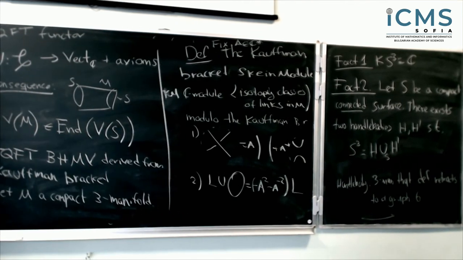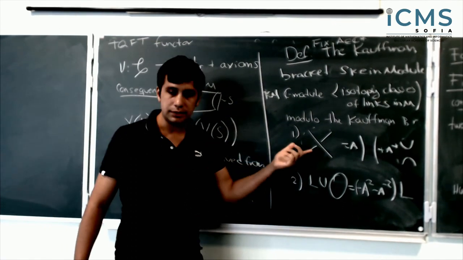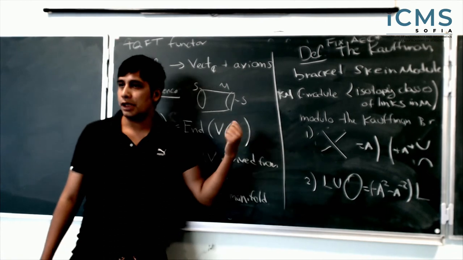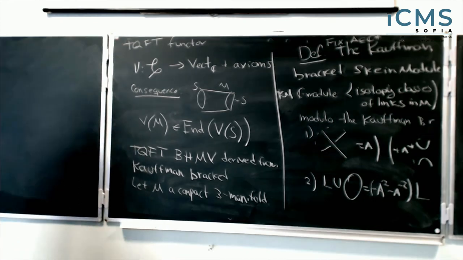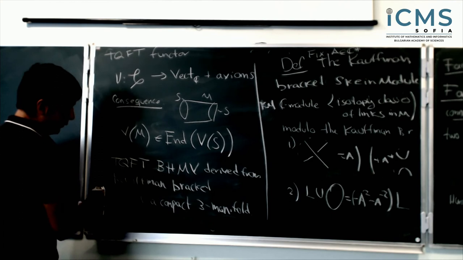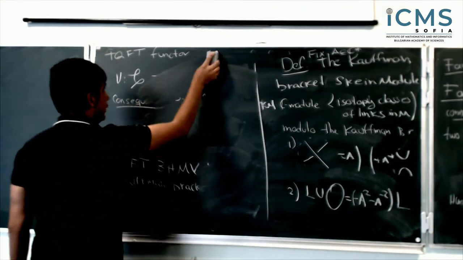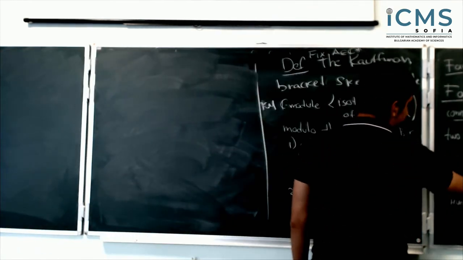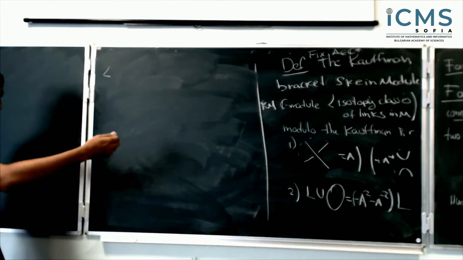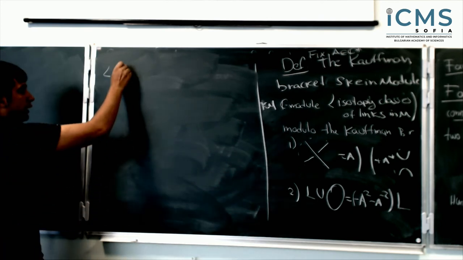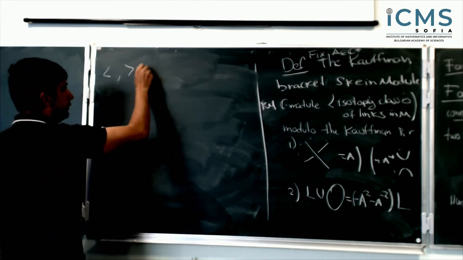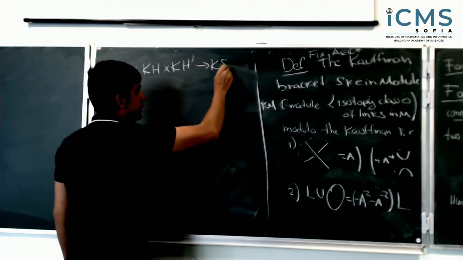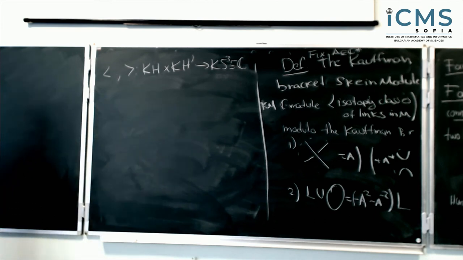So we will have here some module, but this module in most cases is not of finite dimension. In order to construct the TQFT, we needed finite dimensional vector spaces. So we will make the following construction in order to get something of finite dimension. Whenever you have a surface S and such a decomposition, you can make the Kauffman module of H and the Kauffman module of H prime. This will give you a symmetric bilinear form defined from the Kauffman module of H and the Kauffman module of H prime to the Kauffman module of the sphere, that we say is isomorphic to C.